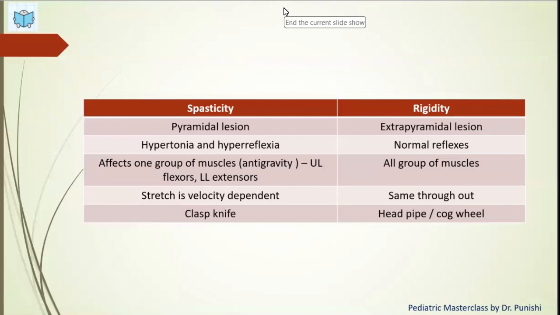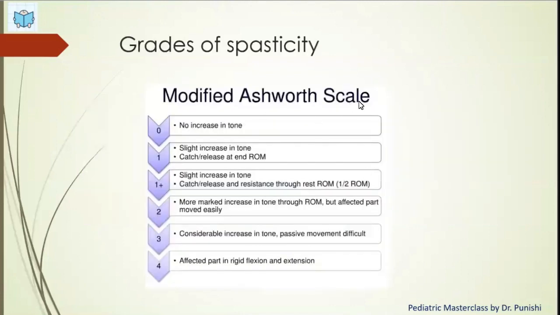The reason being that the site of lesion is different for both, and the kind of cerebral palsy that they both will eventually develop is going to be different. So when I say spasticity, there's this modified Ashworth scale to differentiate what grade of spasticity are we dealing with. Obviously, 0 to 4, with 0 being no increase in tone and 4 being maximum spasticity.